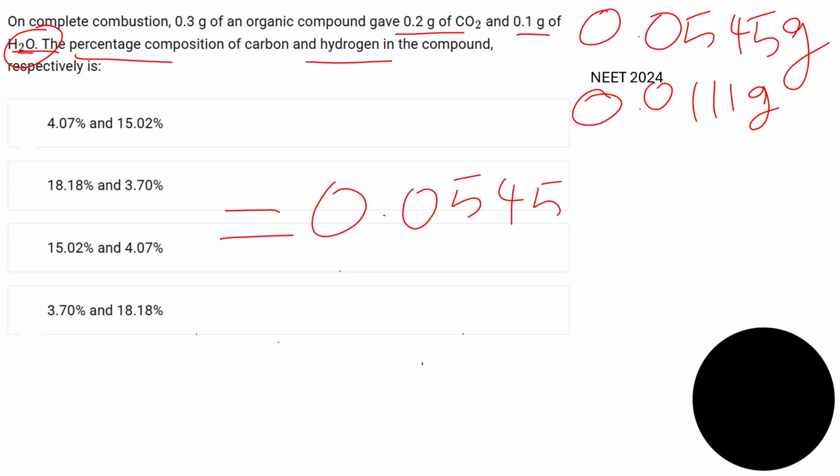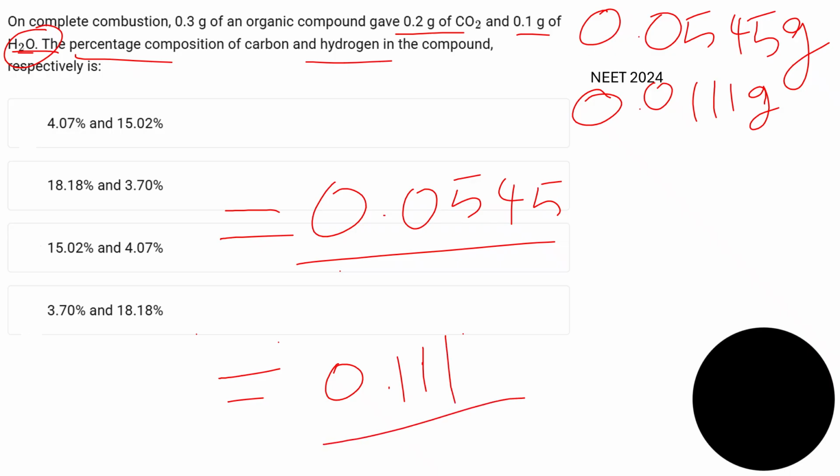0.0545, this is for carbon. Okay, 0.111 divided by, this is for oxygen. Okay, in the denominator there is one twist. In the denominator there will be 0.2, 0.1, and 0.3. Which will come in the denominator? Okay, because I already said there is a twist.